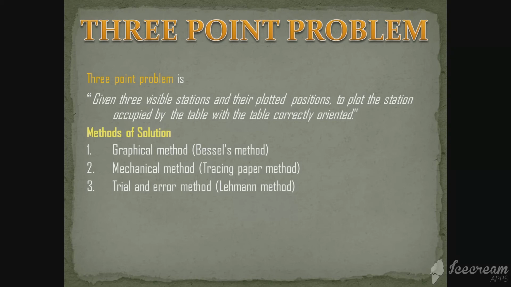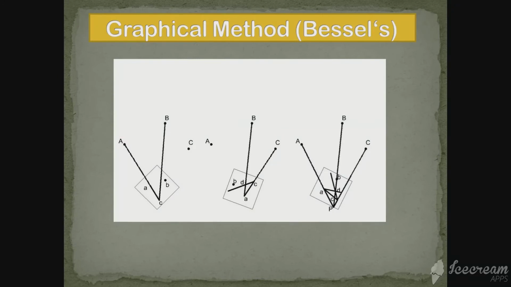The table is directly placed at the required position and the problem may be solved by 3 methods: the graphical or Bessel's method, the mechanical or tracing paper method, and the trial and error or Lehmann's method. Today we'll be discussing the graphical method or Bessel's method. This is the illustration for Bessel's method which we'll be referring to during the procedure.